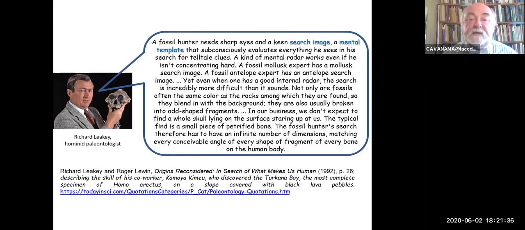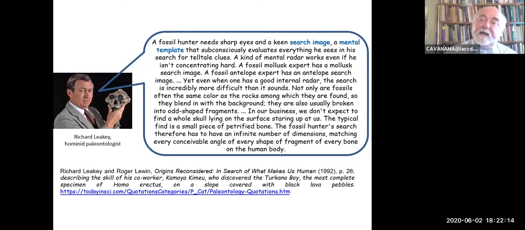A fossil mollusk expert has a mollusk search image. A fossil antelope expert has an antelope search image. Yet, even when one has a good internal radar, the search is incredibly more difficult than it sounds. Not only are fossils often the same color as the rocks among which they are found, so they blend in with the background, they're also usually broken into odd-shaped fragments. In our business, we don't expect to find a whole skull hanging on the surface staring up at us. The typical find is a small piece of petrified bone. The fossil hunter's search, therefore, has to have an infinite number of dimensions, matching every conceivable angle of every shape of fragment of every bone of the human body.